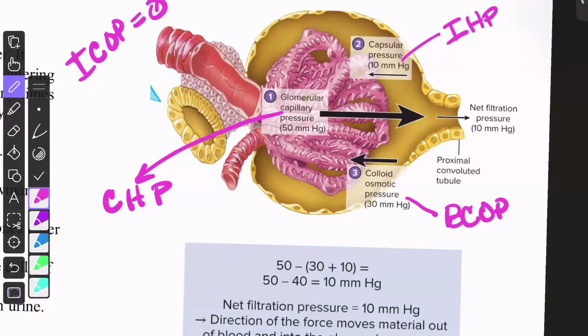Now, I want to make sure we all understand what's happening here. Capillary hydrostatic pressure, glomerular capillary pressure, is the pressure exerted by what? Where? So, what's exerting the pressure? What kind of pressure is this?